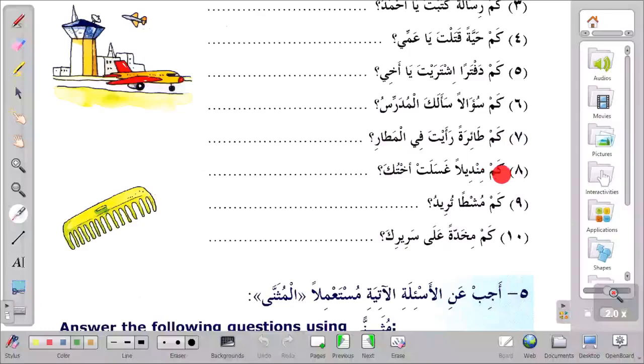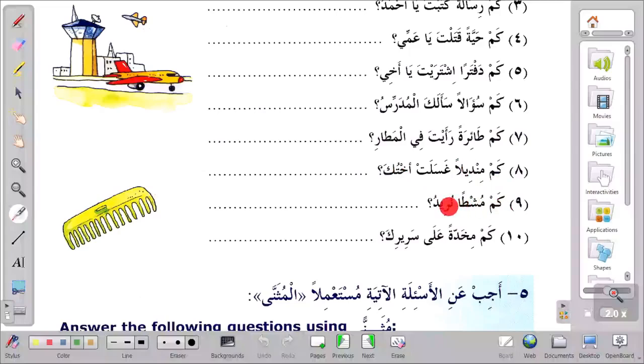كم منديلا غسلت أختك؟ How many mendil? The mendil is the handkerchief. Did your sister wash? So how do we have to answer by using 2? So you can say غسلت أختي منديلين. Okay, منديلين. غسلت أختي منديلين.